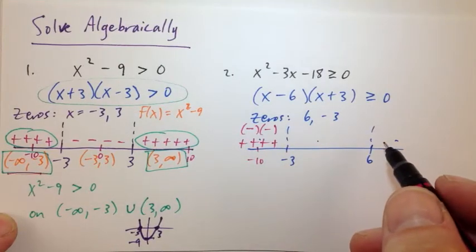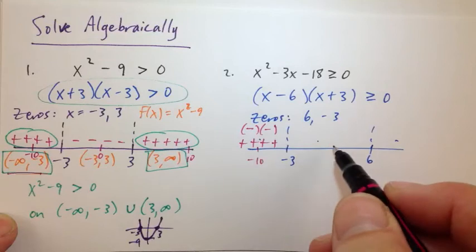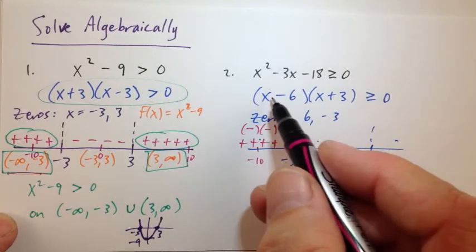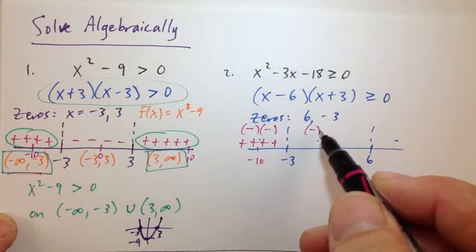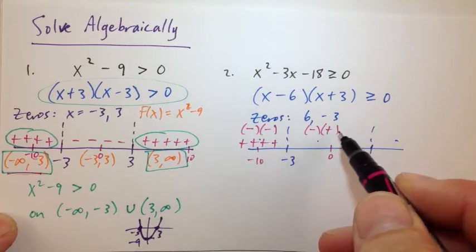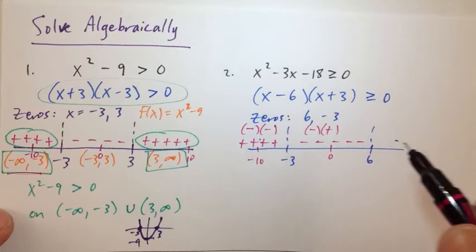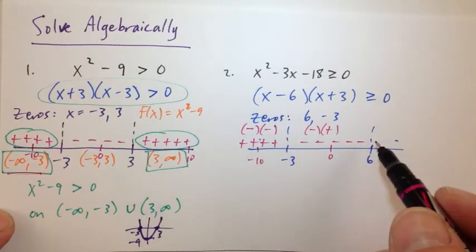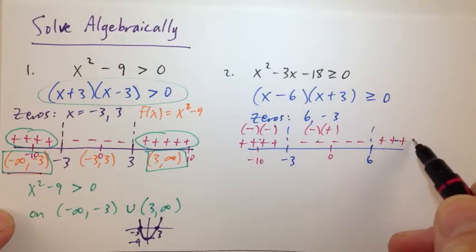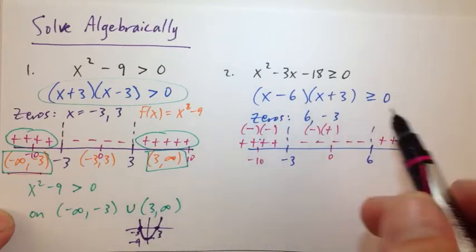Okay, and then in between negative 3 and 6, again, 0 is a nice choice. 0 minus 6, that's a negative factor. 0 plus 3 is a positive factor. So we see, once again, we have basically the same thing going on. Positive interval, then negative, then positive again. Greater than 6, we can see positive times a positive.